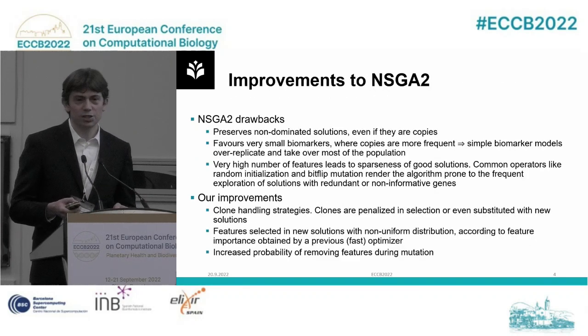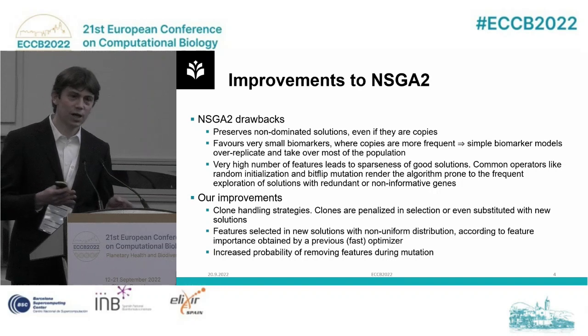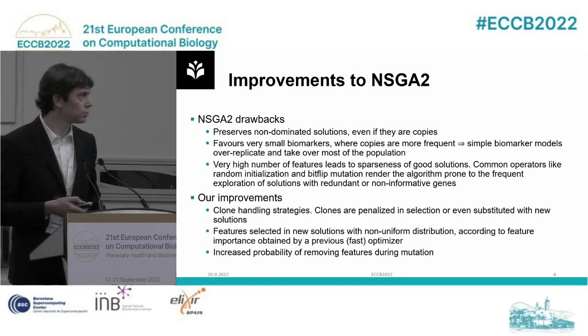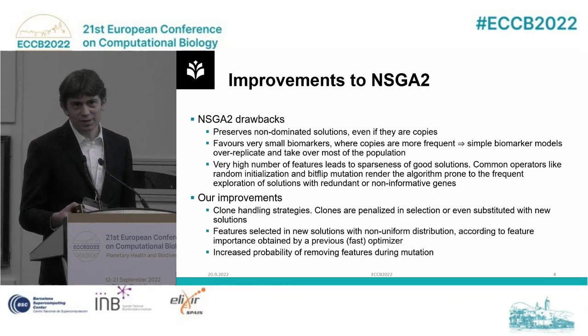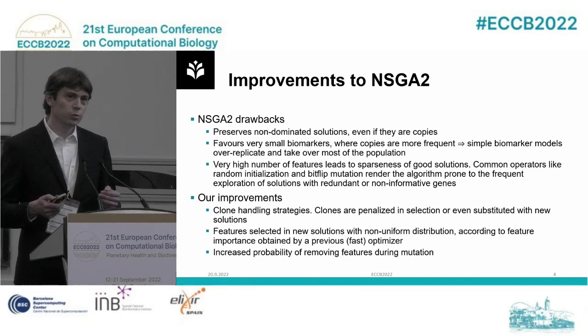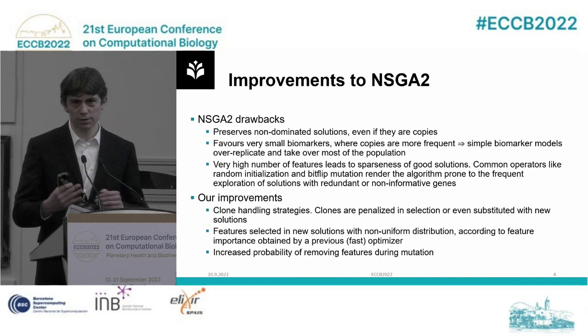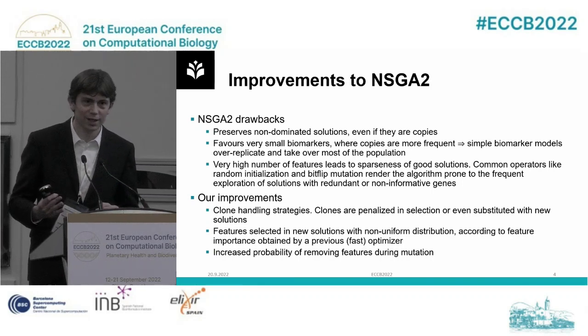What we are doing is presenting two new algorithms and testing them against the original NSGA2, and also against a simple algorithm, a lasso, that is trained using different penalizations so that it finds different trade-offs between accuracy and feature set size. Our improvements are that we introduce clone handling strategies, a different kind of mutation, and different ways to give priority to the solutions in the selection process and in the tournament process.